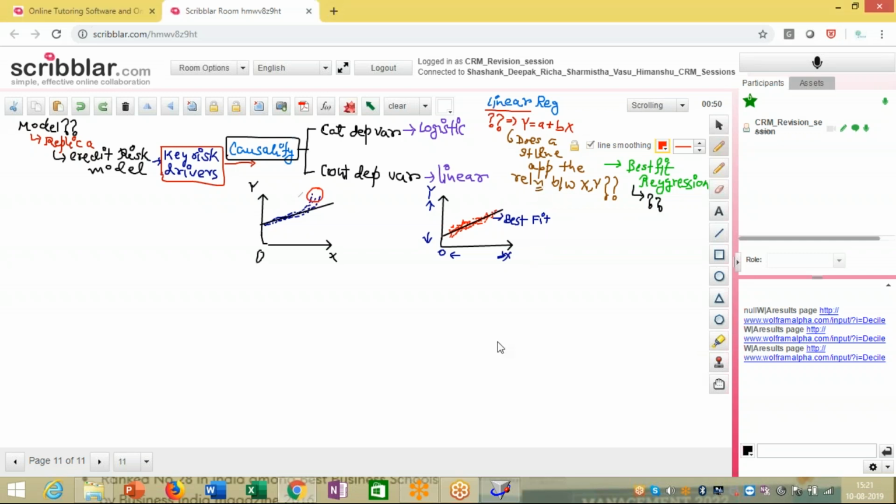Okay. So the first and the most basic assumption of a linear regression model is that the dependent variable should be a continuous variable. Right? So the first and foremost assumption is that a linear, okay, let me put this down.